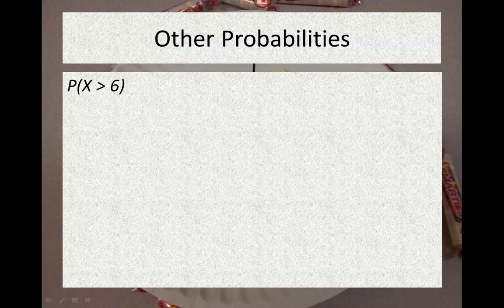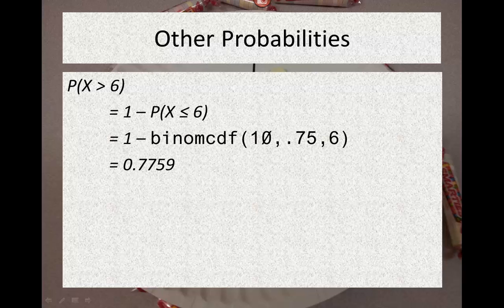Having found the probability that x is equal to 6 and the probability that x is less than or equal to 6, let's find the probability that x is bigger than 6. This is the opposite of the case that x is less than or equal to 6, so we can use the complement rule and the binomial CDF command to find that this probability is 0.7759 or 77.59%.